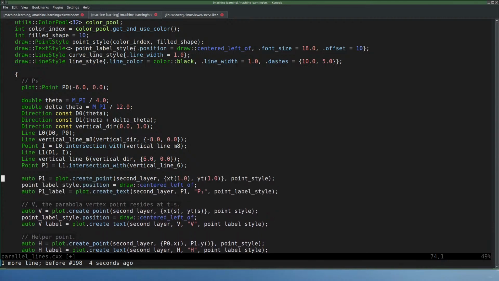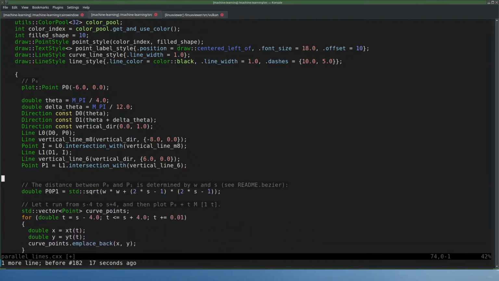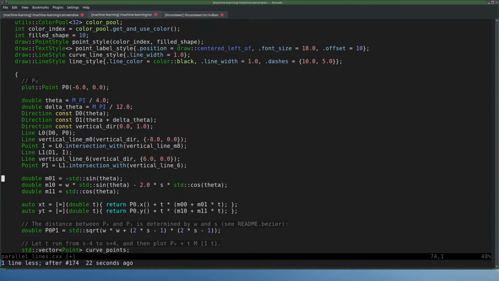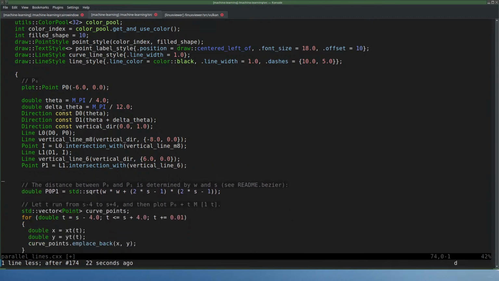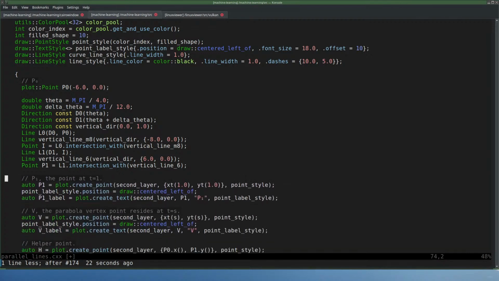Points. Oh wait, I have to create them also. How many did I delete already? Nope. Yeah, we can delete all of this. Distance, run, P. Okay, just draw P1 first. Yeah, this is the plot point. I'm gonna call it the plot P1 then.